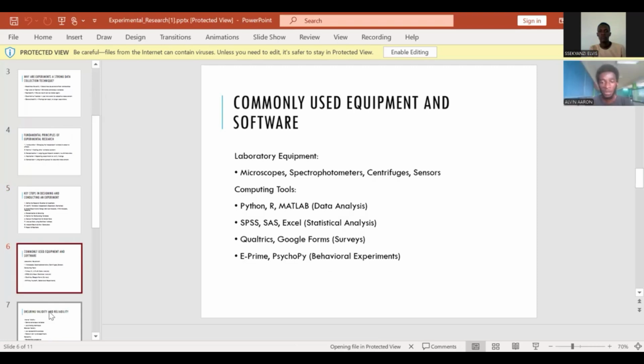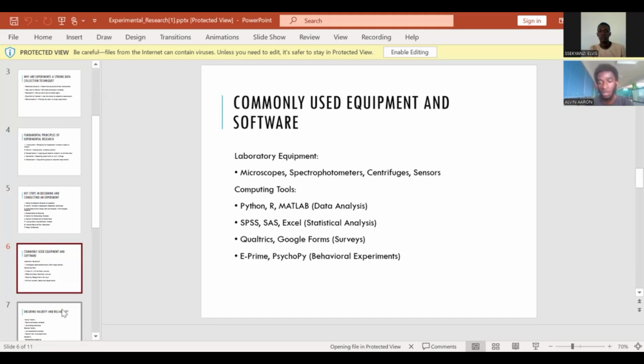Hello, my name is Alvin Aaron Arinda, and I will be taking you through slides 6 and 7, and we'll be talking about commonly used equipment and software. Among the commonly used equipment and software in experimental research, we have laboratory equipment, which are the common things that I believe most of us have interfaced with, which include microscopes, spectrometers, centrifuges, among many other things, and different kinds of sensors, and many others that we might not explain here, either in a medical field or different kinds of fields, depending on the field that you're working with. These are just some few examples.